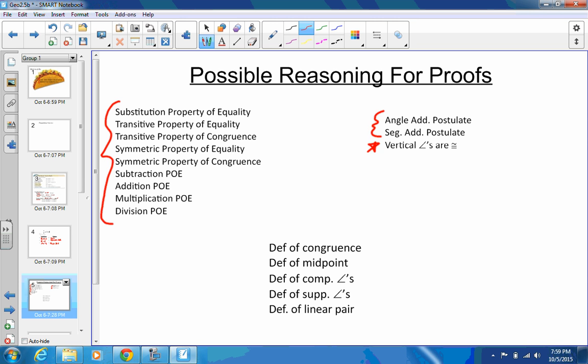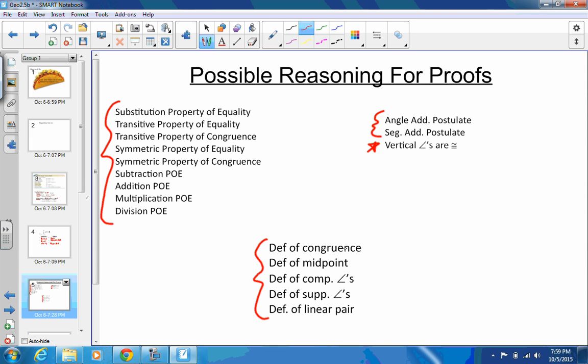There's also a couple other theorems that we're going to add to this list of possible reasonings. And this list is just going to keep building and building all year with more and more theorems, more and more postulates. So these basic ones you're going to have to get used to and kind of have memorized as things that you can use as reasonings, common reasonings in proofs. And then here's a bunch of definitions that I mentioned.